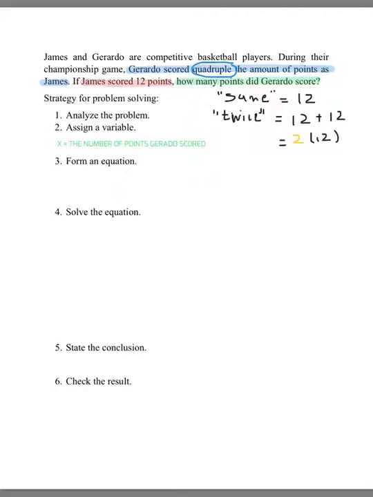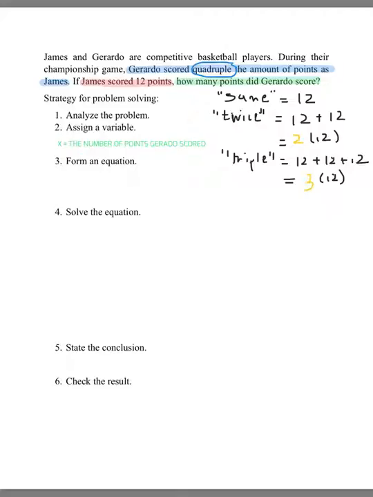Now suppose we did that with triple. So if it was triple, suppose Gerardo scored triple the amount of points as James. Then since James scored 12 and Gerardo scored triple that, that's going to be 12 plus 12 plus 12 again. And now we can rewrite that using multiplication as triple, meaning 3 times the quantity of points, 12.